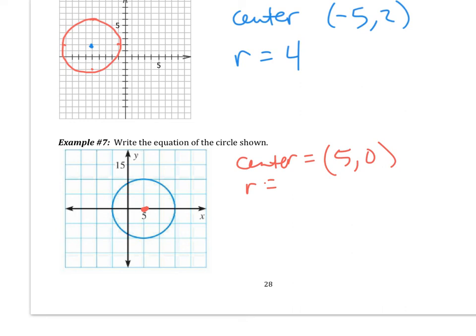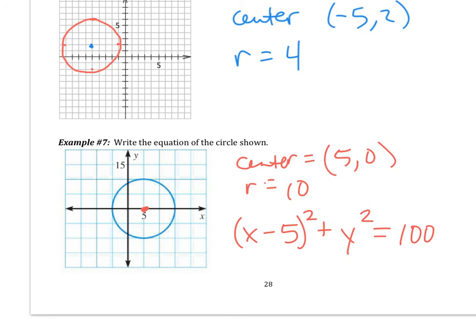What's the radius? Don't say 2. 10. Why is it 10? Correct. Each square represents 5, so the radius is 10. So now when we write our equation for the circle, x minus 5 squared plus, do we have to write y minus 0, or can we just simply write y squared? We can just make it simple and write y squared equal to, not 10, not 20, 100, because it has to be 10 squared.